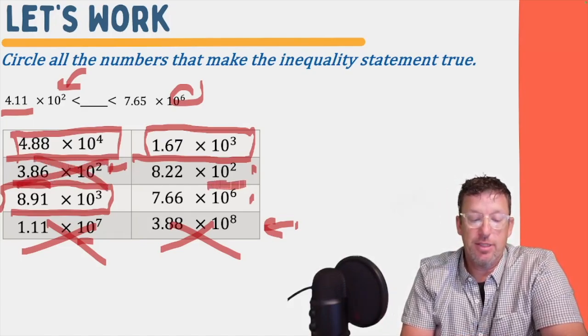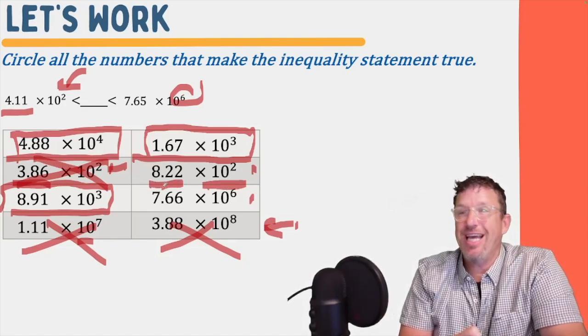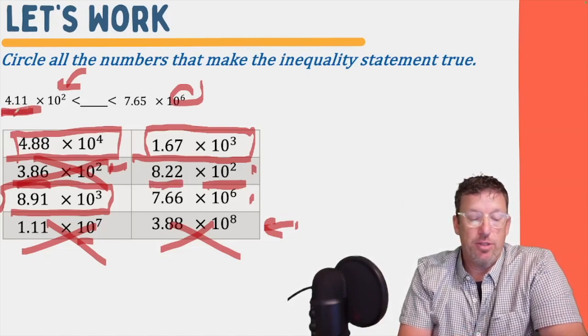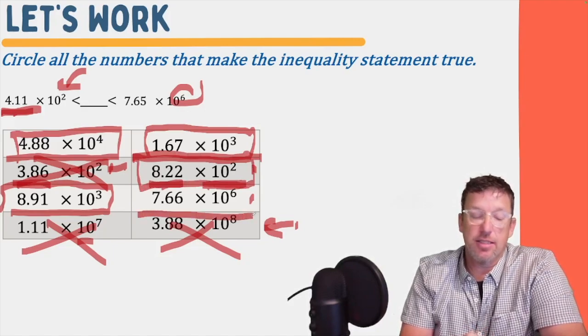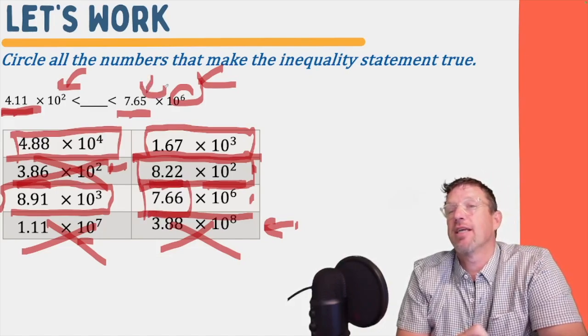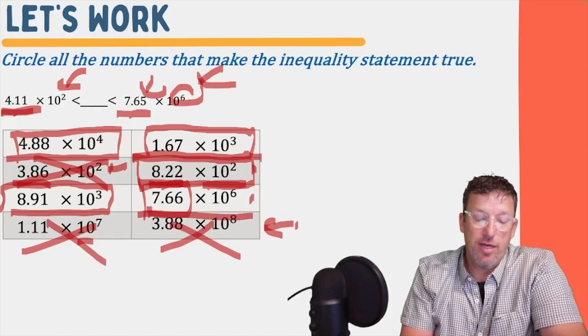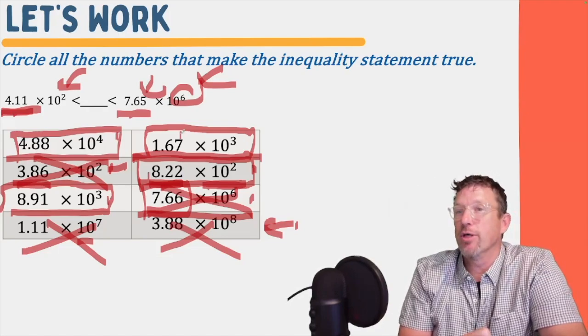This one is also 10 to the second, but this time the coefficient is 8.22. So that means 8.22 is bigger than 4.11, so that one will fit. And then we'll go back to the last one, 7.66 times 10 to the 6th. This is 7.65 times 10 to the 6th, so we got the same exponent. This coefficient looks like it's just a smidgen bigger because it's got 7.66 and the other one is 7.65, so that one will not work. So you should have put a square here, here, here, and here. We have 4 of them that will work and 4 of them that will not work.